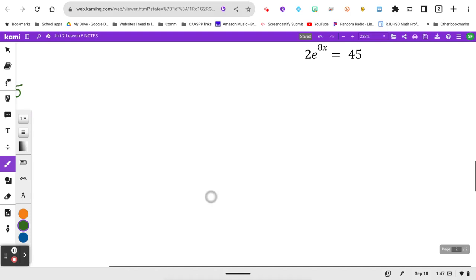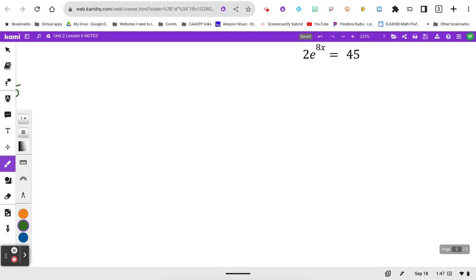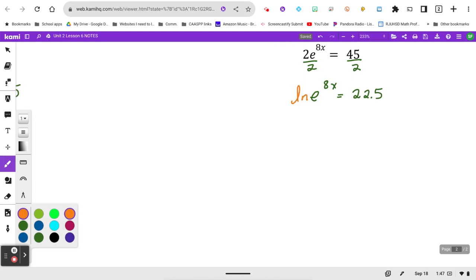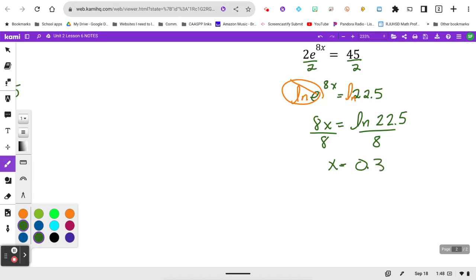Okay, so let's look at the next one. Again, we're going to divide by 2. And we're going to get e to the 8x equals 22.5. Going to take the natural log of both sides. We'll get rid of this. And we get 8x equals the natural log of 22.5. Divide both sides by 8. And when you plug it into the calculator, that decimal doesn't look great.